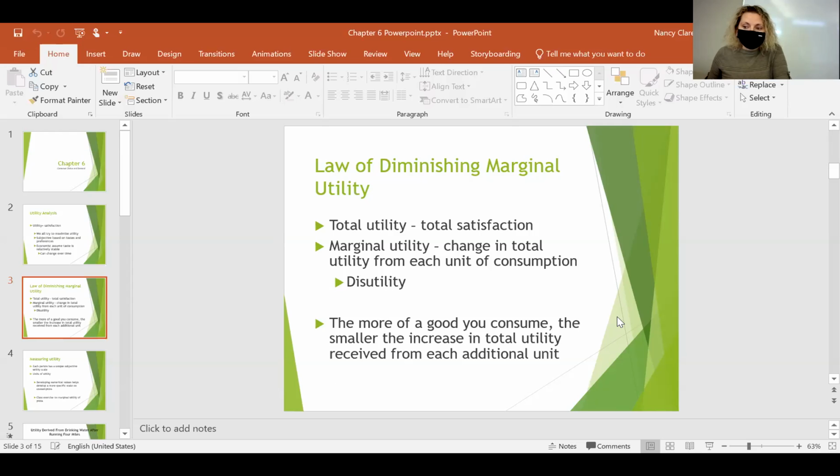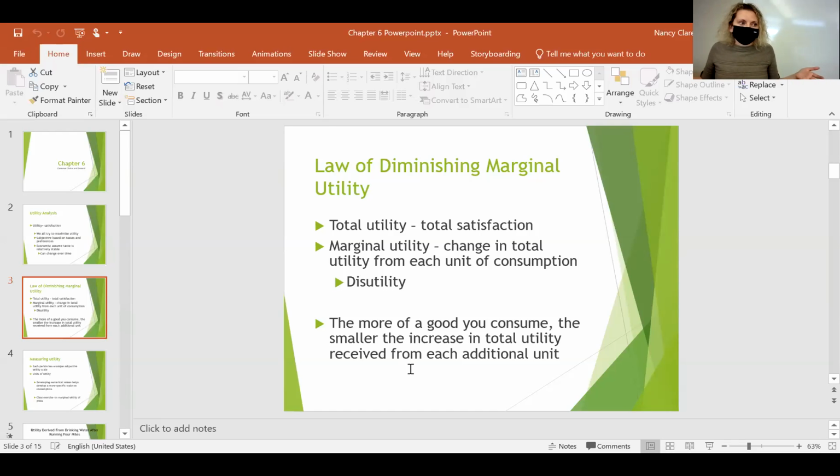The law of diminishing marginal utility says, the more of a good you consume, the smaller the increase in total utility, or the smaller your marginal utility gets, because the total is just the sum of the marginal, okay? So the more of a good you consume, the smaller the increase in total utility you receive from each additional unit.